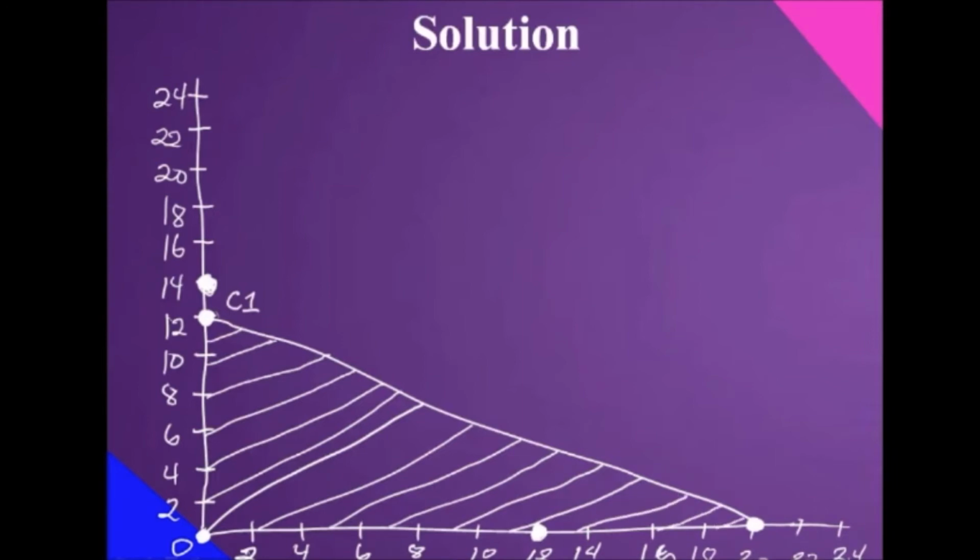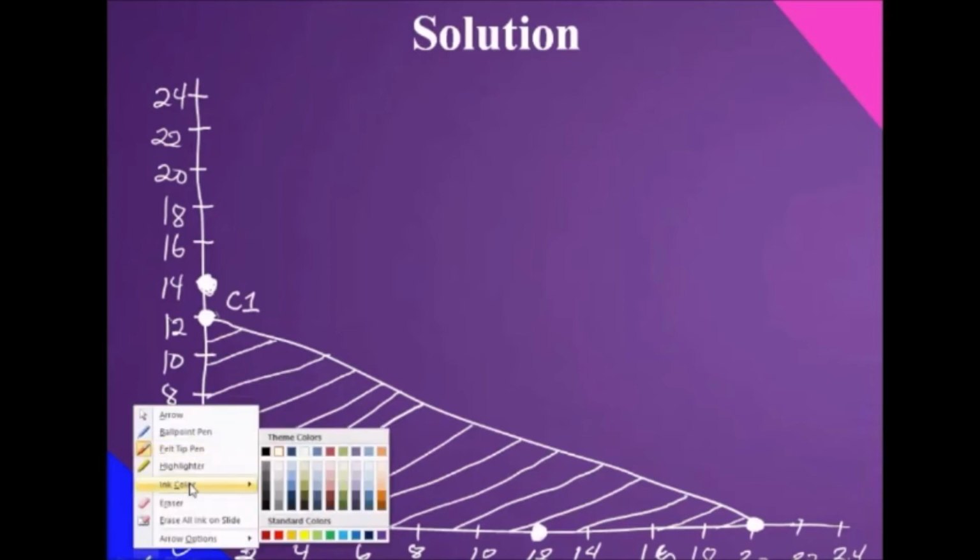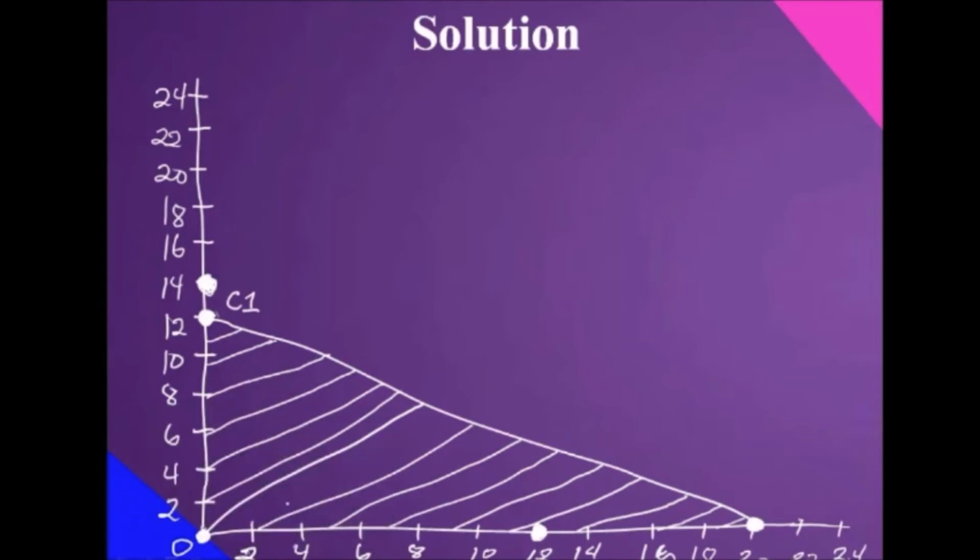Okay, nairaos. So for C2, let's have ano bang kulay? Orange, no? Orange tayo. Para kita pa rin sa violet. Sige, for C2, ito ang ilagay natin. 0 and 14 daw ang unang point, and 12 and 0. Then connect natin silang dalawa.